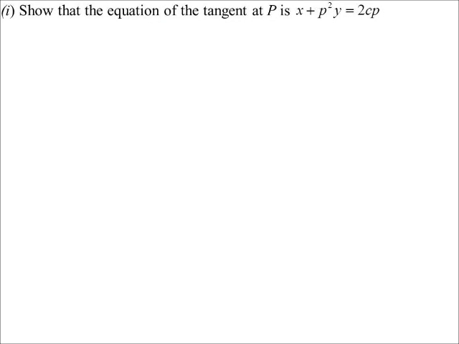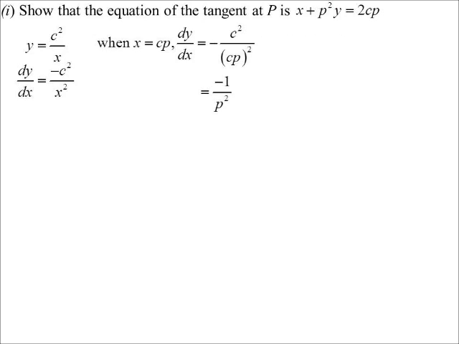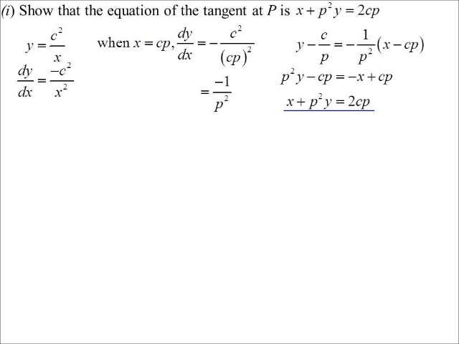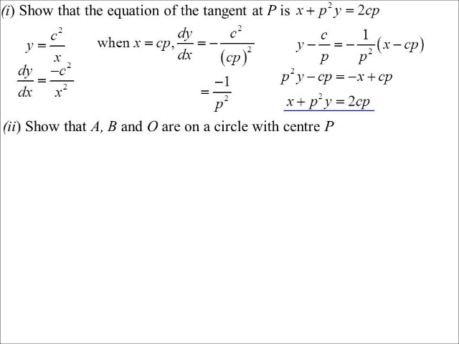A straightforward, let's pick up some gift marks, find the equation of a tangent. So, all right, I'll differentiate. At x equals cp, slope is minus 1 on p squared. Point slope formula, bang, that comes out. Show that A, B, and O are on a circle with centre P.